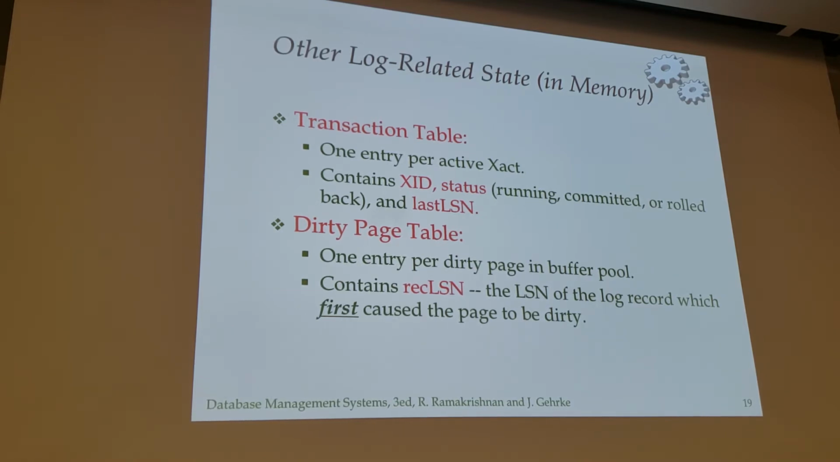I have what's called the transaction table, which gives me information about every active transaction. Sometimes you even keep it about committed transactions for a while, but we'll just talk about active transactions. And what does that include? For each transaction, it includes the transaction ID. It includes a status, which is running, committed, or rolled back. And it includes the last LSN.